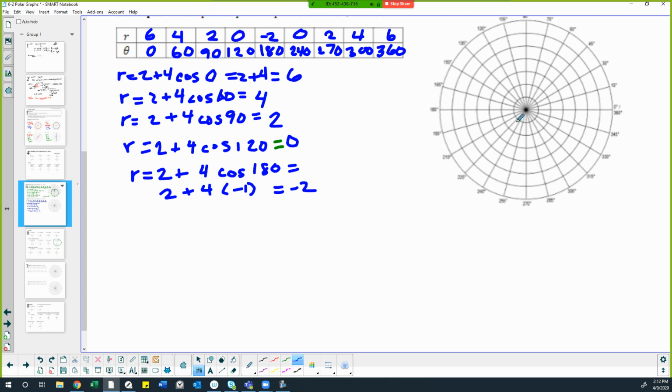Okay, let's sketch this and see what happens. So we have 0 degrees, 1, 2, 3, 4, 5, 6. 60 degrees, 1, 2, 3, 4. 90 degrees, 1, 2. 120 degrees is at 0, so the angle really doesn't. It's kind of good if you follow along, you should graph it in order.